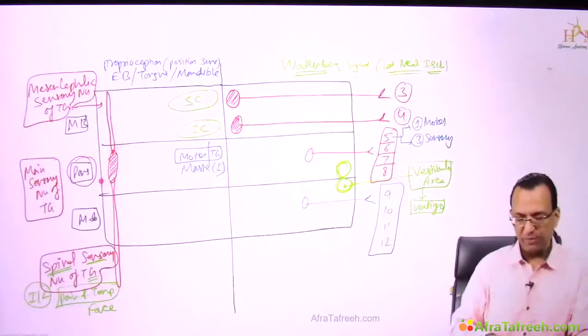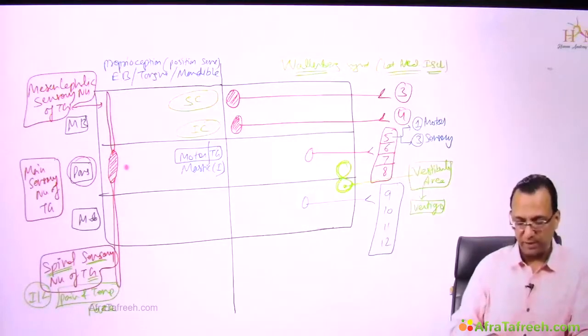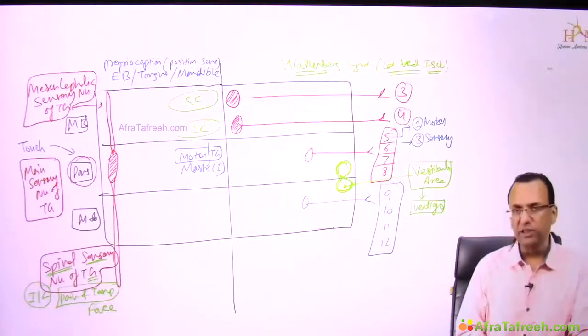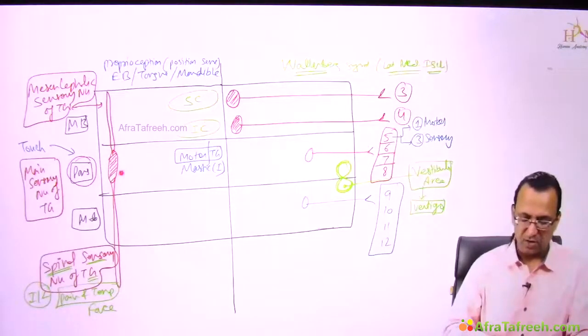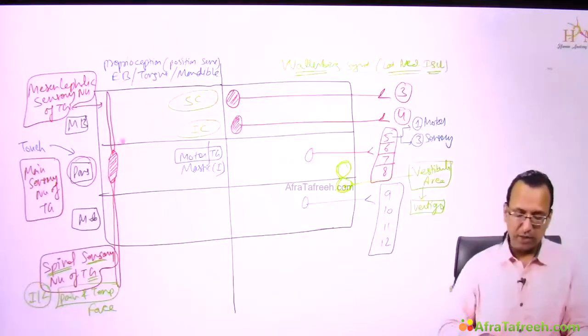What is left on the face? See, except pain, temperature and proprioception, whatever will come here. Like what? Touch the cornea, and this nucleus is activated. It will receive touch sensation. So, touching the cornea, this main sensory nucleus is activated.